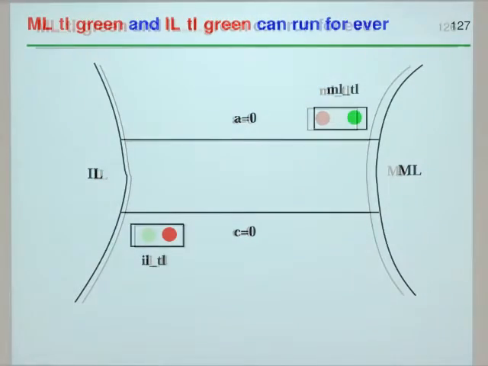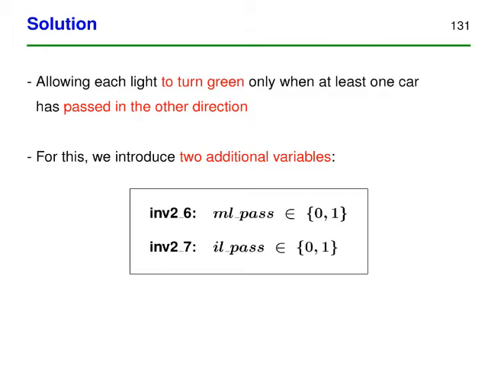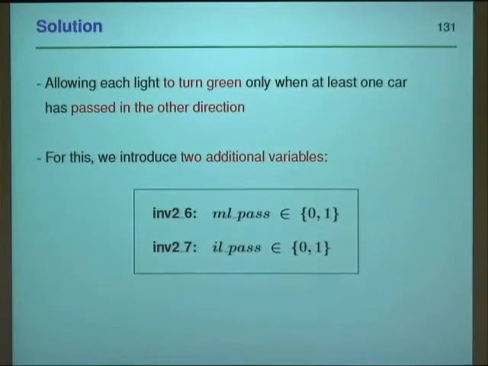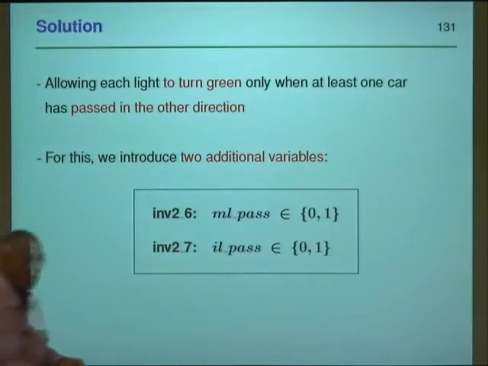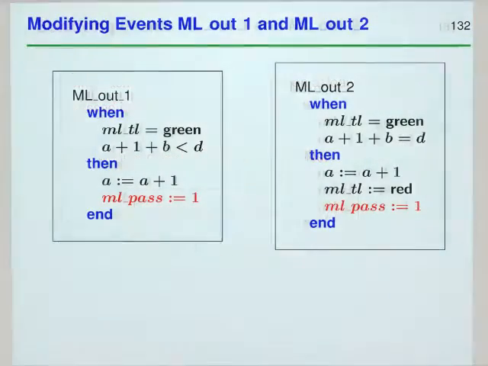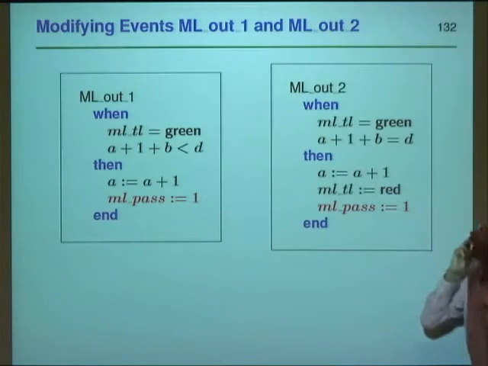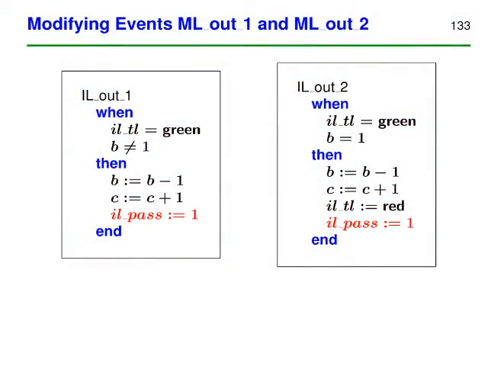So there are various possible solutions here. The solution I chose was to introduce two Boolean variables, ML pass and IL pass, and say that each light turns to green only when at least one car has passed in the other direction. So therefore they cannot do this indefinitely. What is interesting, again and again, is that this is due to the fact that we couldn't prove something. So we introduce ML pass and IL pass, and of course we modify once again ML out 1 and 2 with this, because one car has passed, and IL pass the same.